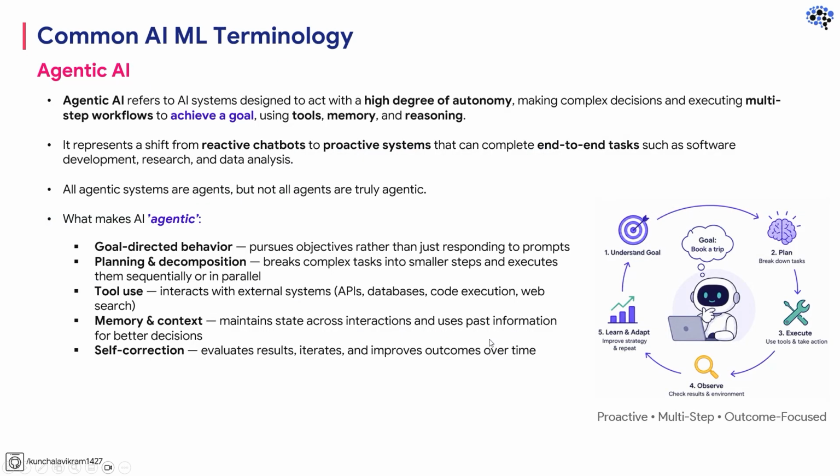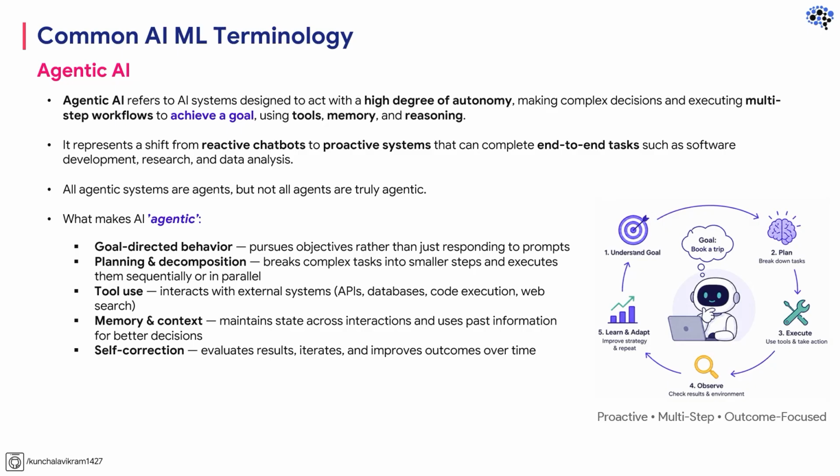Now coming to agentic AI, while AI agents are used only for a specific use case to achieve a very specific goal, agentic AI refers to AI systems designed to act with a high degree of autonomy, where human intervention is pretty much less, making complex decisions and executing multi-step workflows to achieve a goal. So here we don't give the agent a task, we give the agent a goal. Now it will do multi-step reasoning and multi-step workflows to achieve that goal. Like it also has the tools, memory, and reasoning capabilities, right?